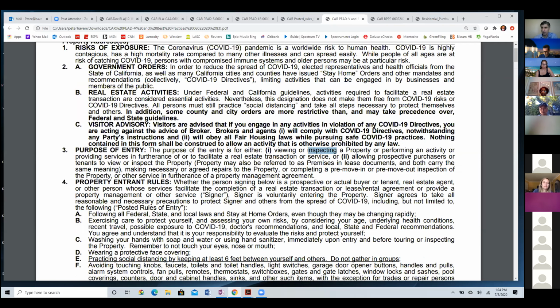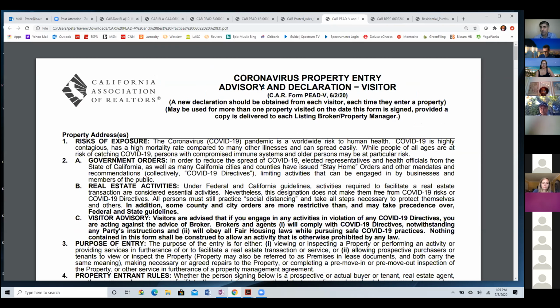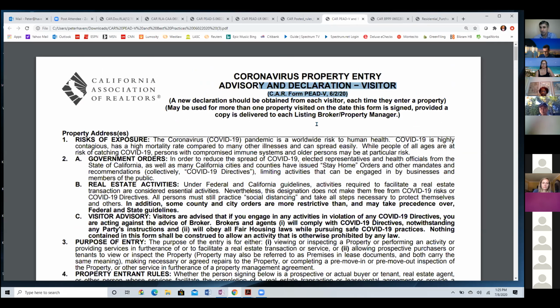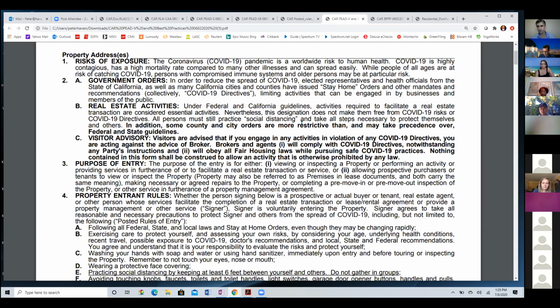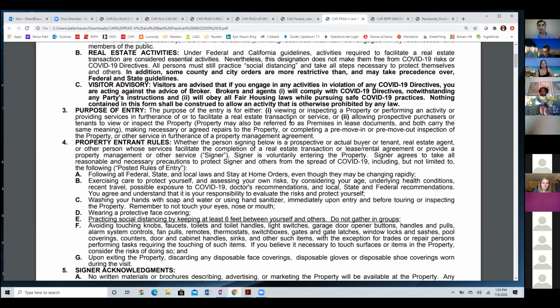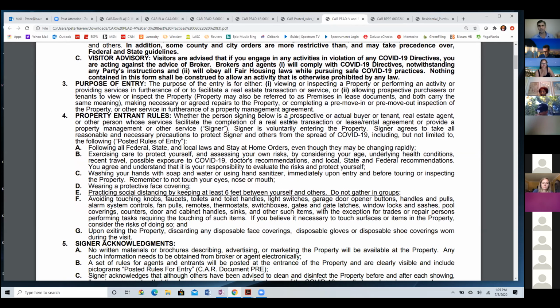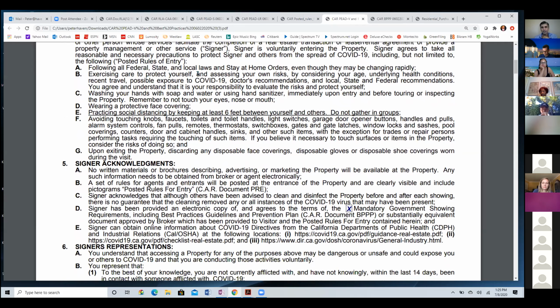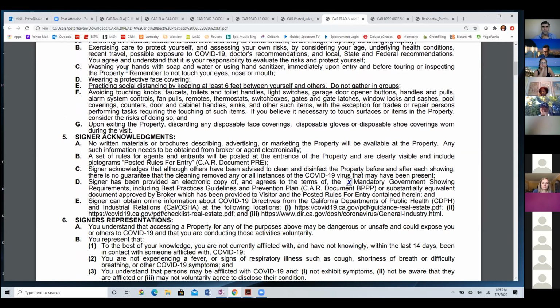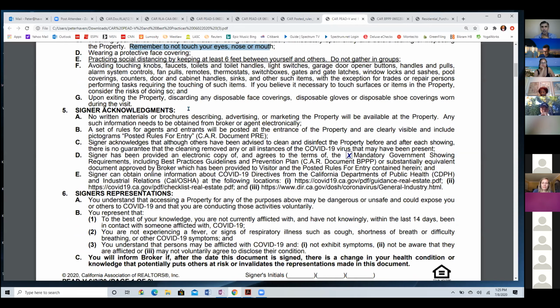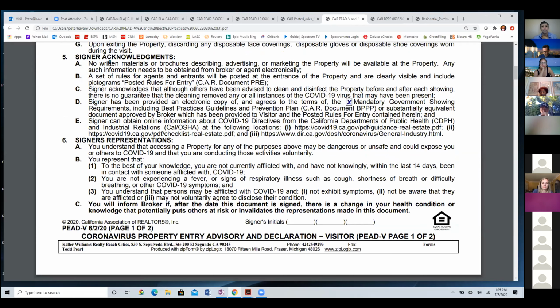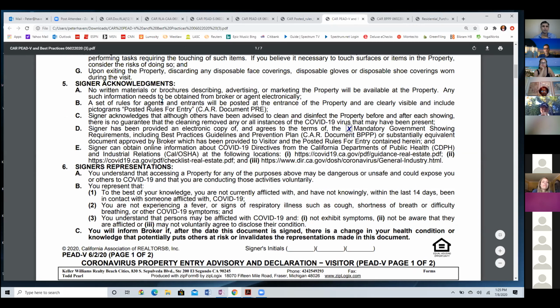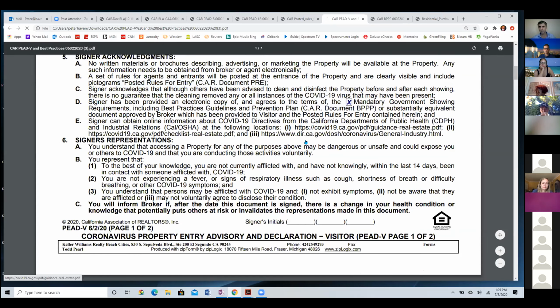The same PEAD-V applies. It doesn't matter why they're going on the property. Each person, each visit should get a PEAD-V to sign, and we want to provide it to everybody. We want to provide it to the seller owner, any occupants, the listing agent, the buyer's agent, etc. So it's got all these advisories, same thing as before: practice social distancing, don't touch your eyes, ears, nose, blah, blah, blah. Signer acknowledgments. You're not going to do certain things, bring certain things. Posted rules of entry, that's what we talked about. That's the sign.